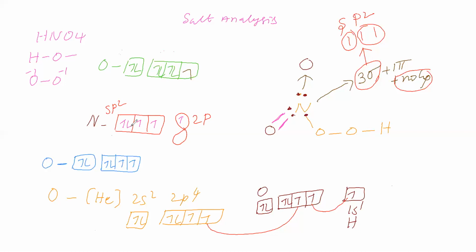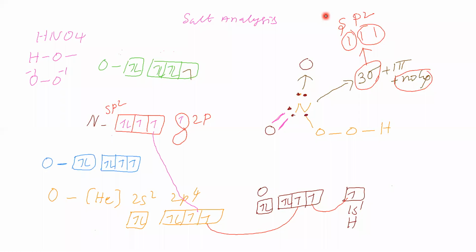We will give the bonding here. This is one bond. Now this nitrogen oxygen bond is this. This bond is a normal bond. Regarding this N and oxygen, between these two there is one sigma bond and one pi bond.